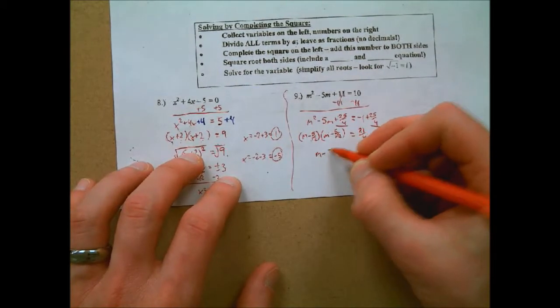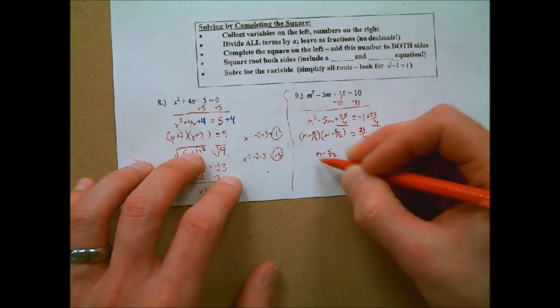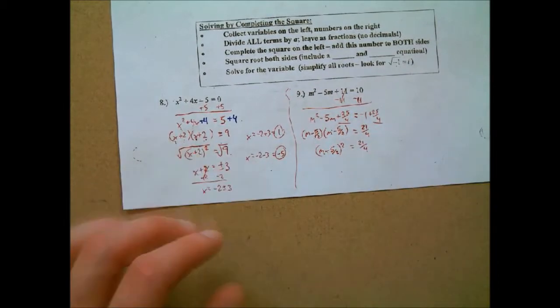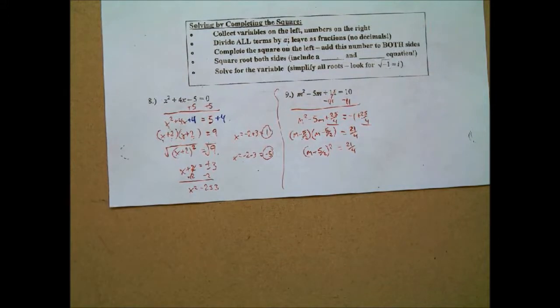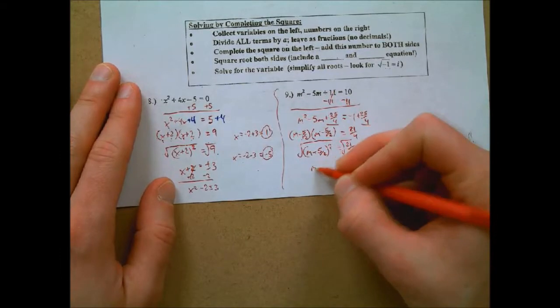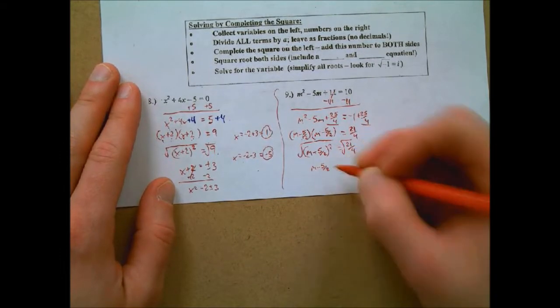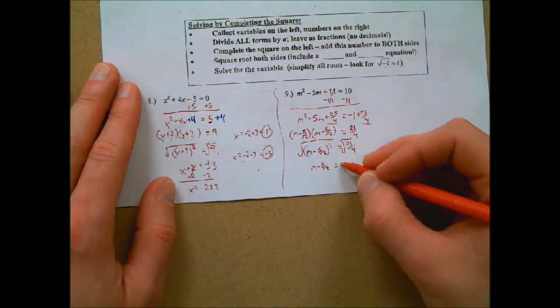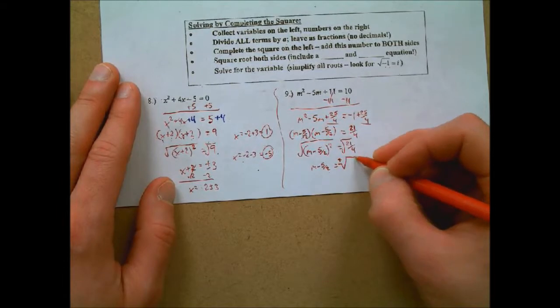M minus 5 halves squared equals 21 over 4. At this point we know what to do. What's our first step? Square root both sides. We get m minus 5 over 2 equals plus or minus the square root of 21 over 4.